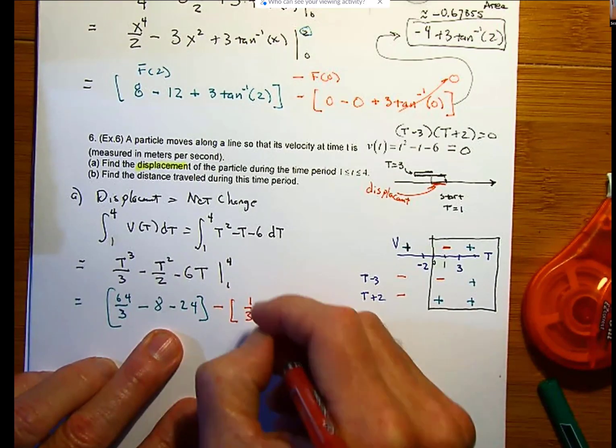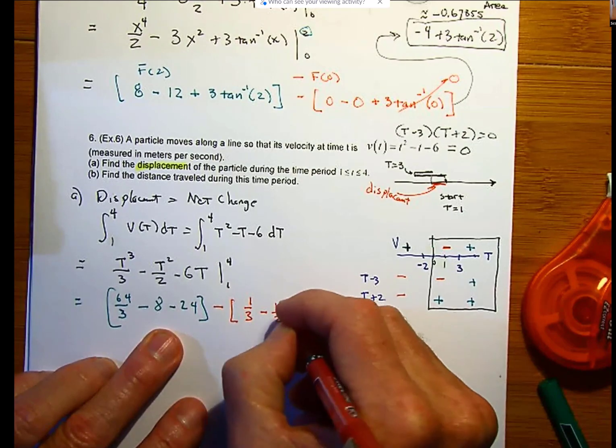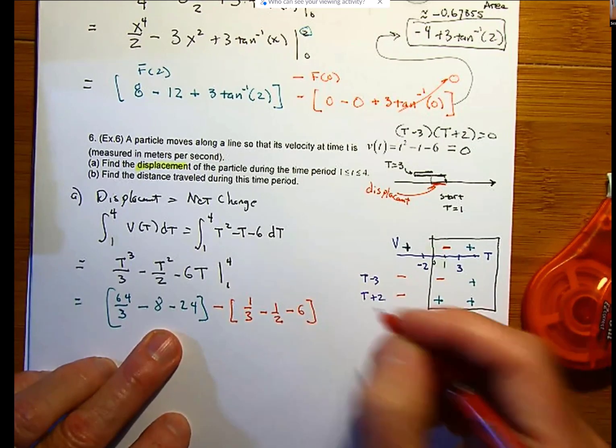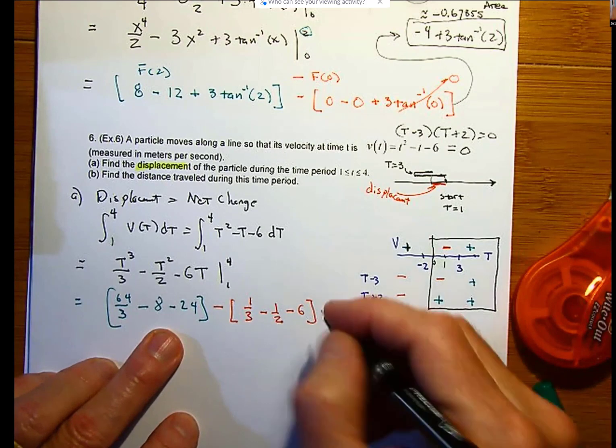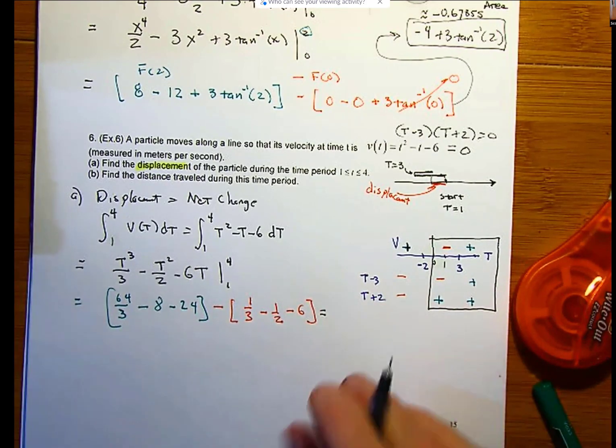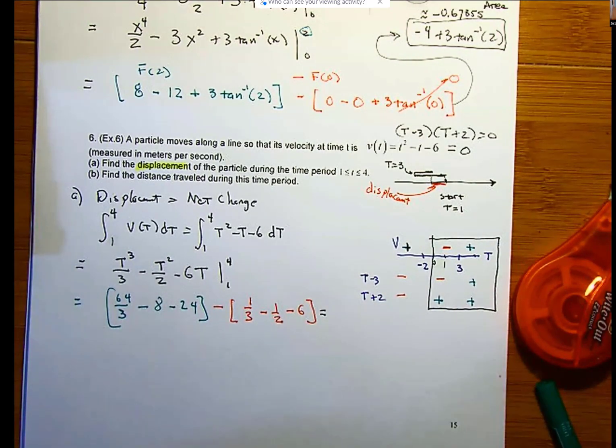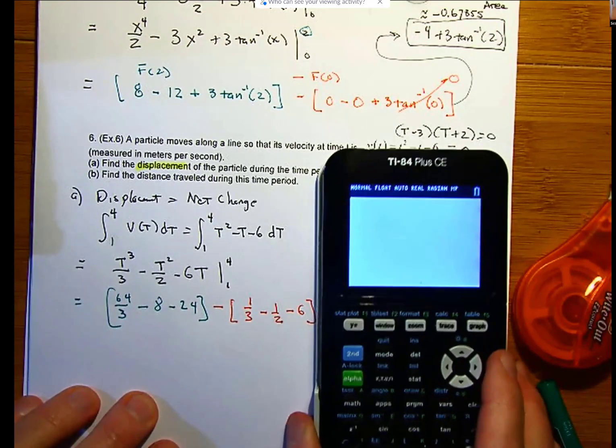1/3 minus 1/2 minus 6. Now, I want you to give me exact answers as often as possible. How do we get an exact answer for that guy? Use your calculator.